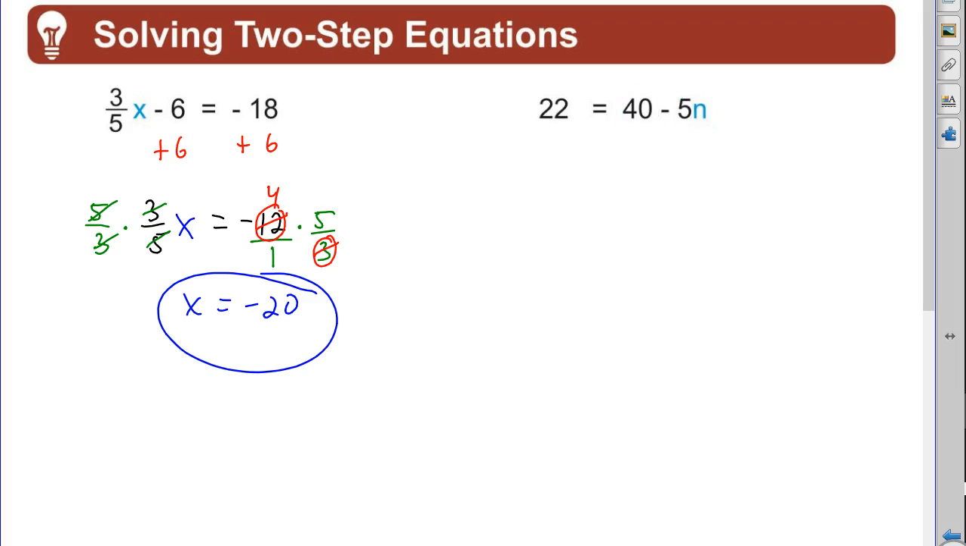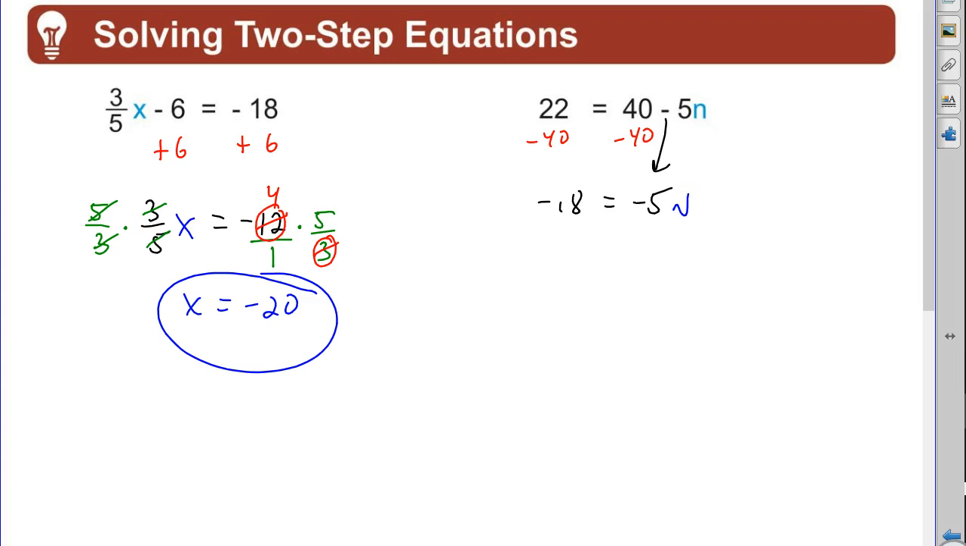I move the thing added first by how? Adding its opposite to both sides. -40 left, -40 right. Okay, my right ends up being -18. I still have, don't miss this negative sign, I still have a -5n.